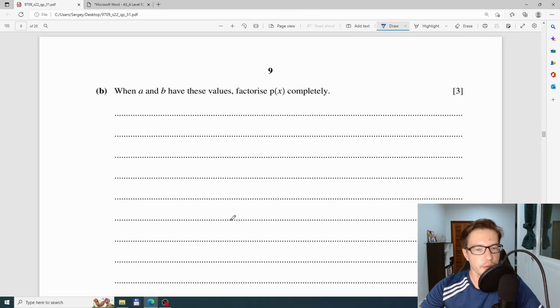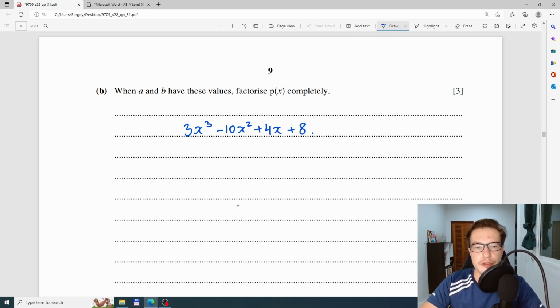Next question. When a and b have these values, factorize p of x completely. First of all, let's substitute a and b into the polynomial, and we'll get 3x cubed minus 10x squared plus 4x plus 8. And the question says that x minus 2 is a factor of this polynomial, so that means it can be divided by x minus 2. And that's exactly what I'm going to do. I'll divide it by x minus 2.